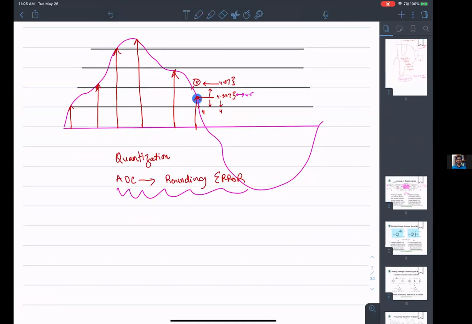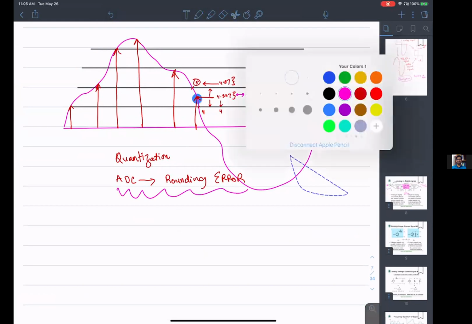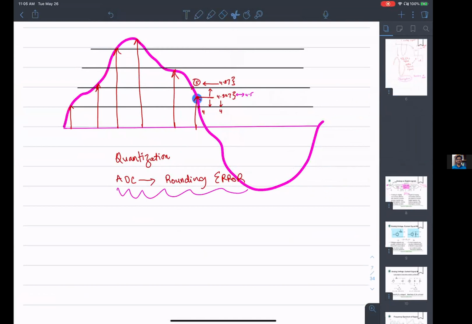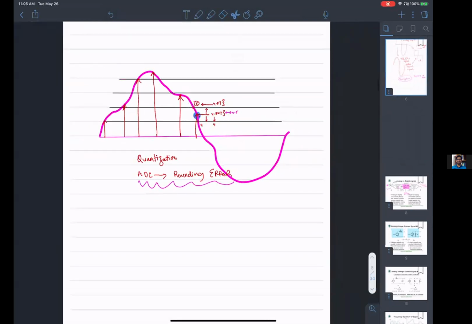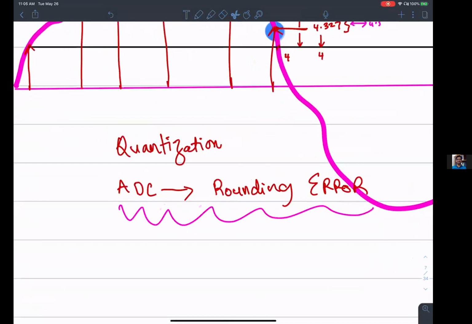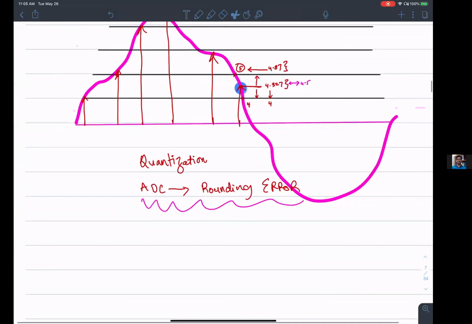Nonetheless, the rounding error is inevitable. That's your real world signal. There's going to be rounding up or rounding down. That's the process of analog to digital conversion. Analog to digital conversion always entails some kind of rounding error. You can increase or decrease the rounding error by playing around with the number of bits.